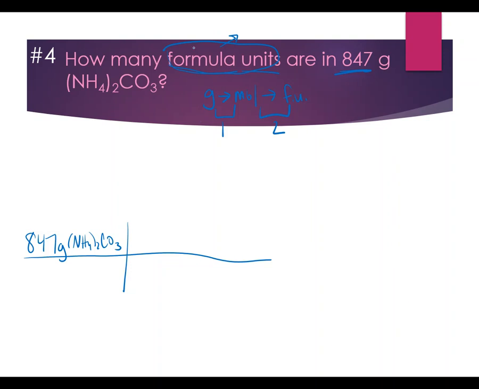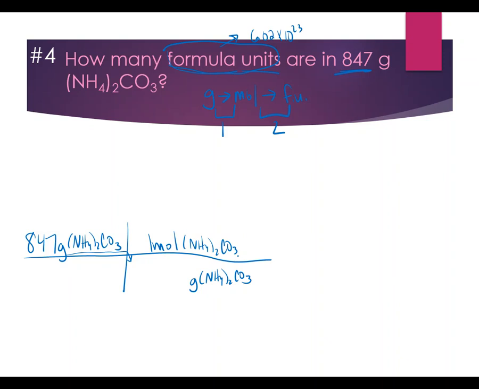When you see formula units, you should always use Avogadro's number, 6.02 times 10 to the 23rd. Good. Now I'm ready to set it up. So I take my grams, diagonal them down. (NH4)2CO3, that equals 1 mole. (NH4)2CO3. Yes, it becomes tedious to keep writing the formula, but it is a good thing to practice. You'll need to do it later.